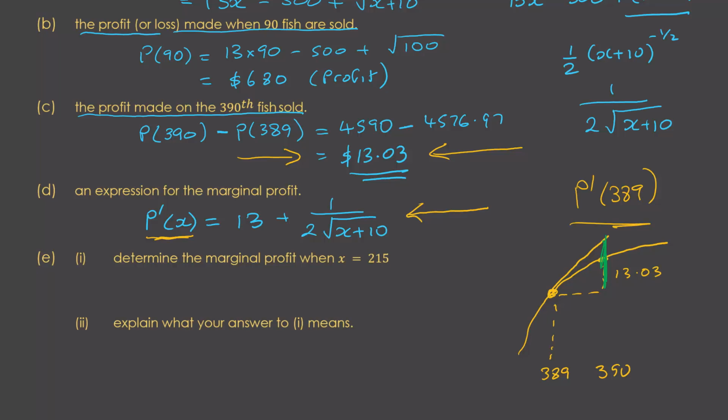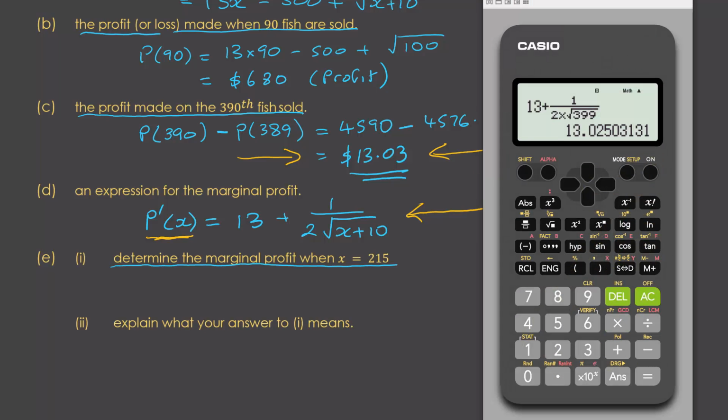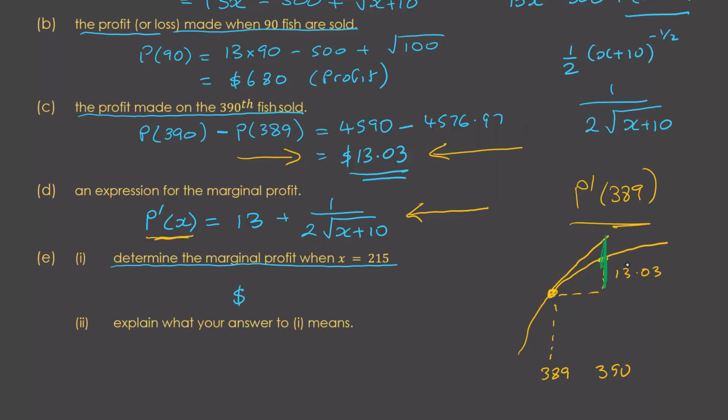So let's go ahead and look at the next part of the question. Determine the marginal profit when x is 215. So we're going to have 13 add 1 over 2 times the square root of 225. So 215 add 10. And that gives me 13.03.